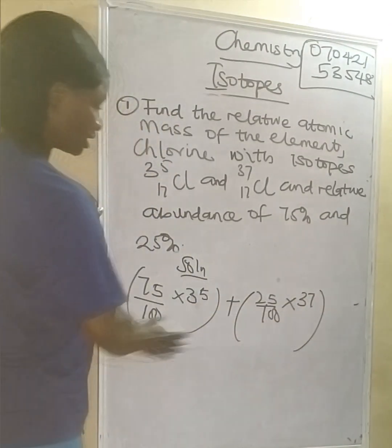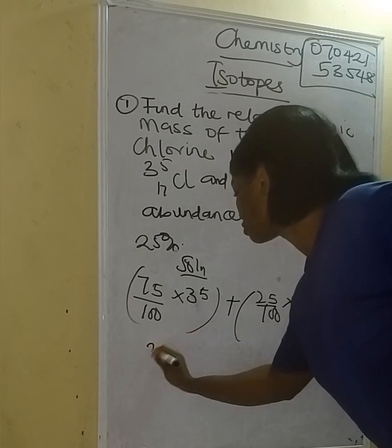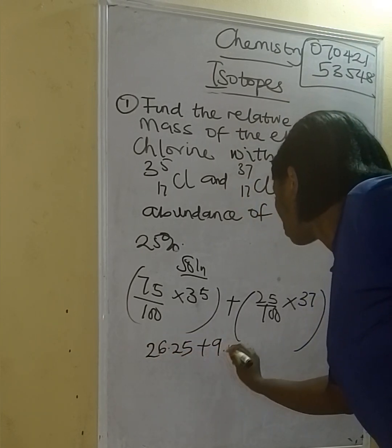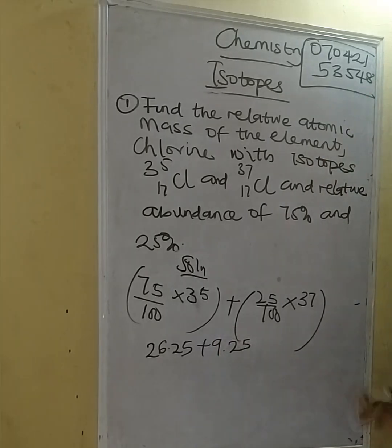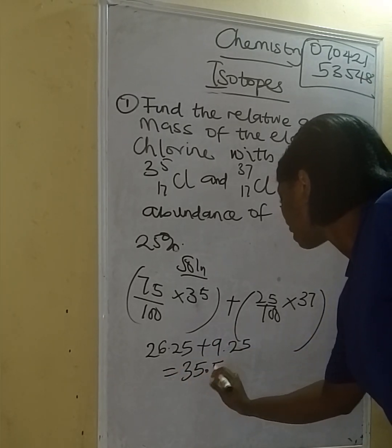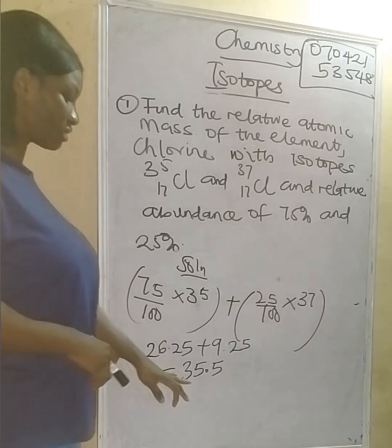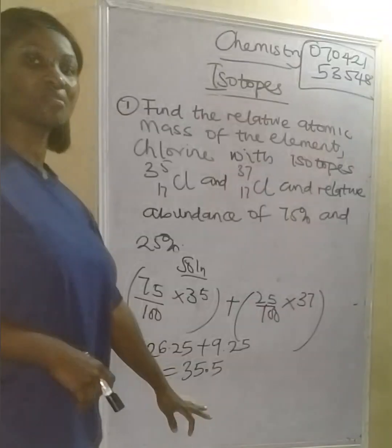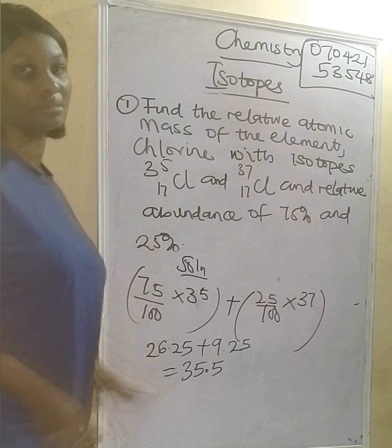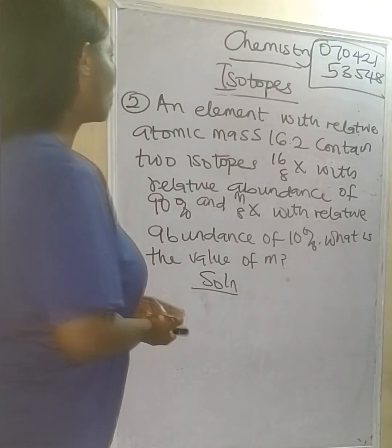Alright, so now let's calculate it. This will give us 26.25 plus 9.25. When you sum them up, you get 35.5. So this is the relative atomic mass of what? Chlorine. So let's solve another question now. It's as simple as ABC. Alright, amazing ones, so this is a question on the board.